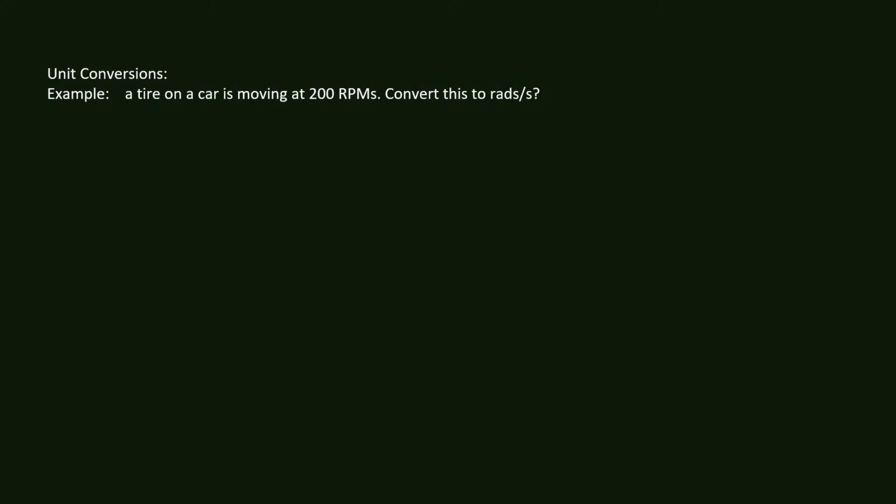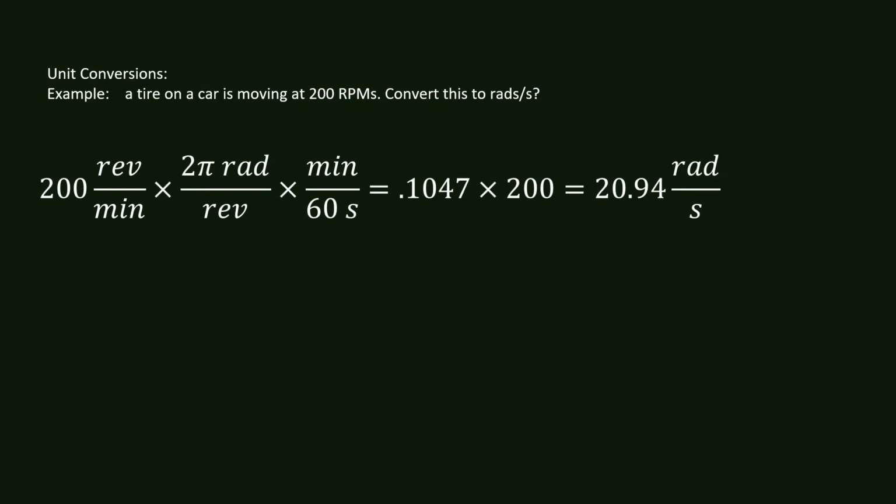Example: a tire on a car is moving at 200 RPM. Convert this to rads per second. Okay, so we have our tire traveling at 200 revolutions per minute, RPMs, and we just do dimensional analysis. We have 2 pi rad in 1 revolution. We have 60 seconds in 1 minute, and then we just go through with the math and we get 20.94 rads per second.